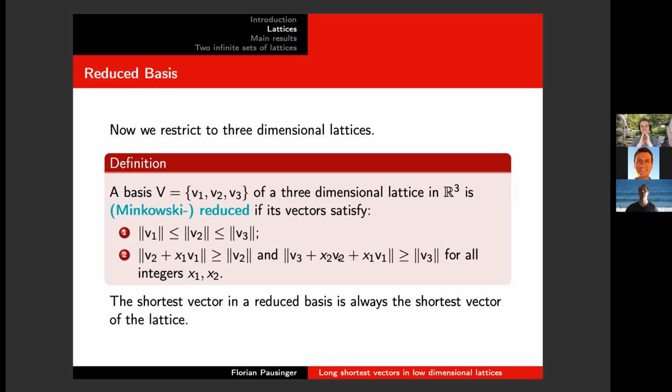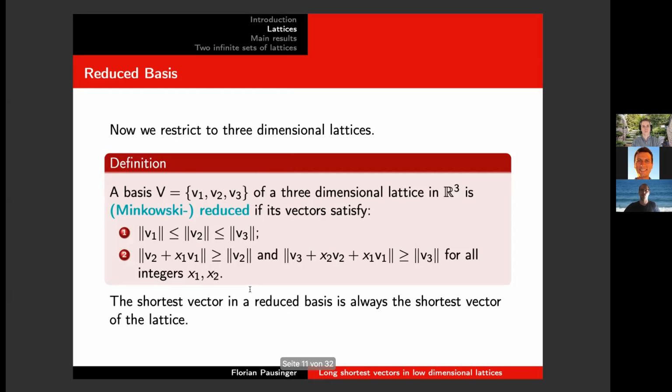And the motivation behind this notion is that the shortest vector of a reduced lattice basis is always the shortest vector of a lattice. And there are algorithms that allow you to calculate a Minkowski-reduced basis for a given lattice. So for example, for 3-dimensional lattices, there are different algorithms that output a reduced basis. You can even do that in Mathematica. It's just a standard function there when you are working with lattices.